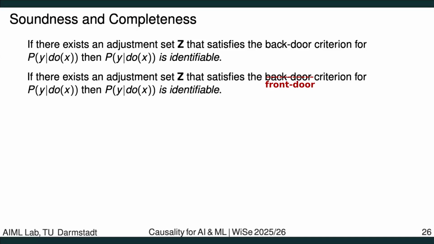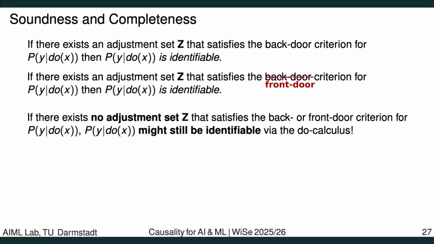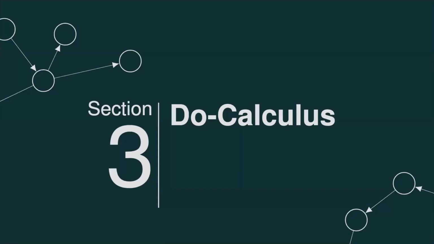So for back and front door, if we find a valid adjustment set, then we know we get an unbiased estimate. But there might be cases where front and backdoor don't give us an unbiased estimate, or at least the conditions for applying it don't hold. But we could still get some sort of estimate that helps us to identify the true causal effect. And this is basically done via the do calculus, and we will make a brief excursion to that.